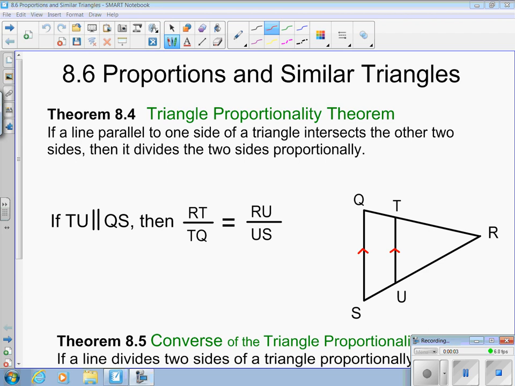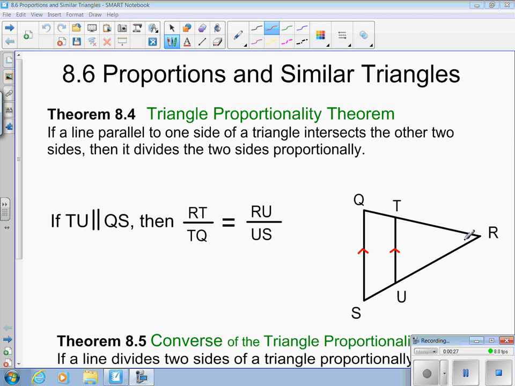8.6 Proportions and Similar Triangles. This section is mainly on theorems, special things that are happening in triangles, especially with parallel lines inside of a triangle. And the first theorem says that, basically, these triangles are going to be similar to each other.